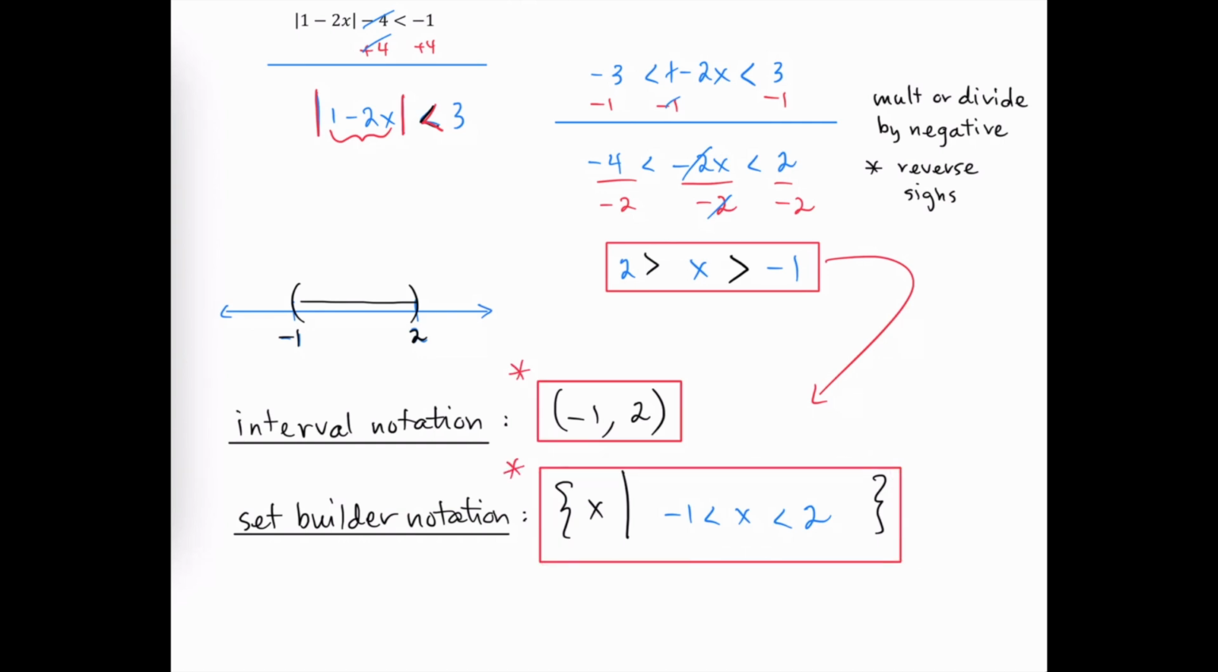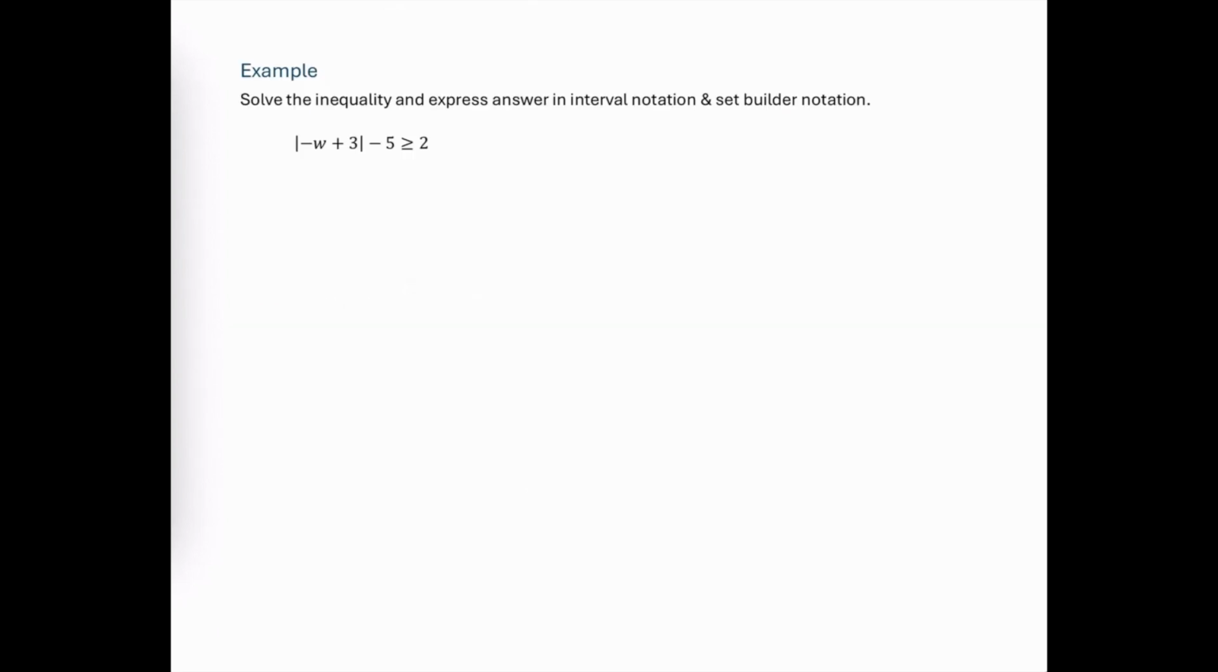So this is the solution to the inequality in interval notation and in set builder notation. Let's do one more example. We have an absolute value inequality again. Our first step is to isolate the absolute value bars. We do that by adding 5 to both sides.